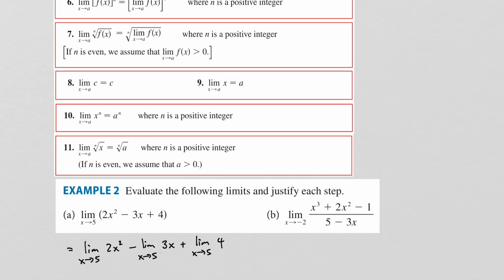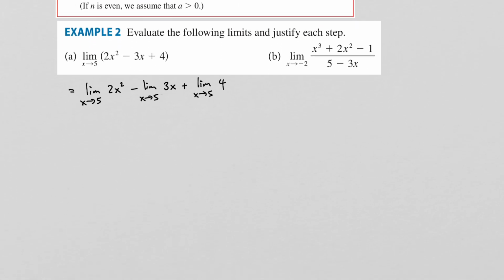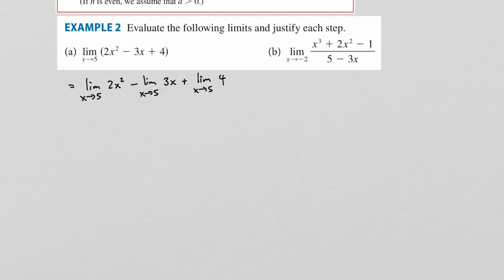So what that means is that we can factor out the 2 here. So we get 2 times the limit as x approaches 5 of x squared minus, here we can pull out the 3 times the limit as x approaches 5 of x, and then plus the limit as x approaches 5 of the number 4. Now, to evaluate the limit of x squared, we know that all we have to do here is plug 5 into there.